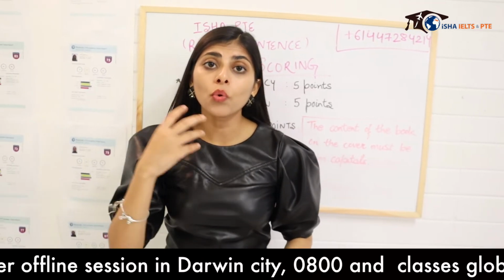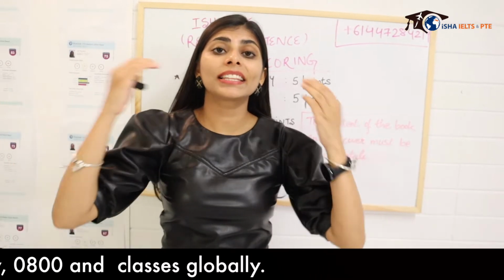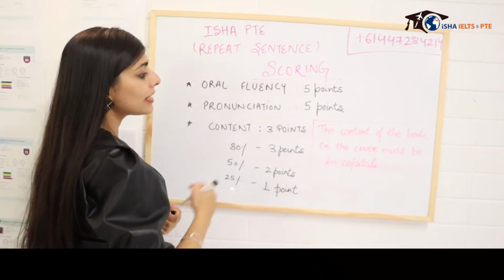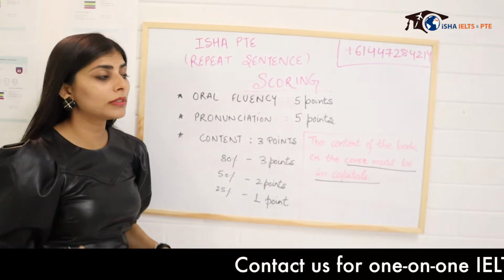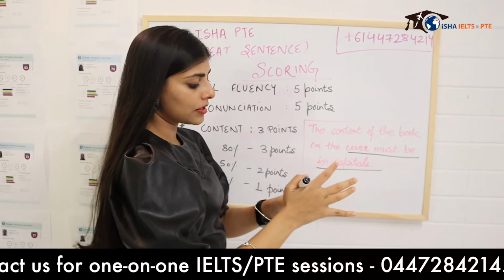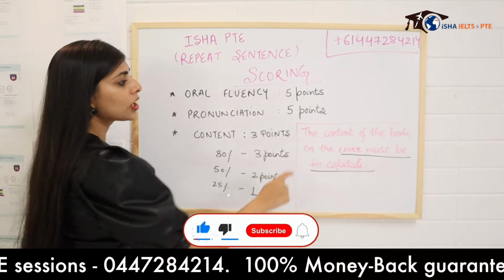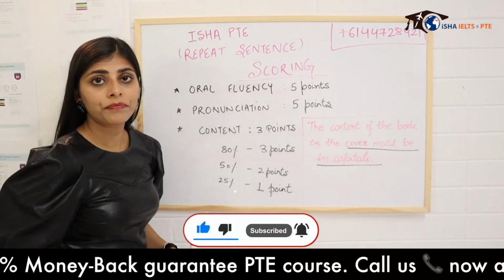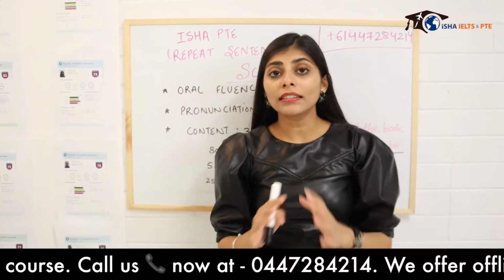But what I want you to understand is that do not stress and do not take the pressure of remembering the whole sentence. Rather than that, let's assume that you have skipped this part of your sentence. Let's assume that you have missed "the cover must be in capitals." So what you can do is, you don't have to do much. What you can do is say "the content of the book on the cover, something." Just say that. Not any sentence that makes sense, nothing like that.